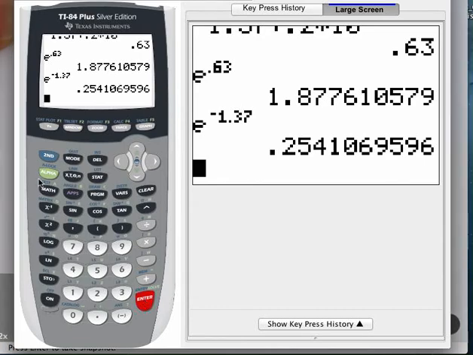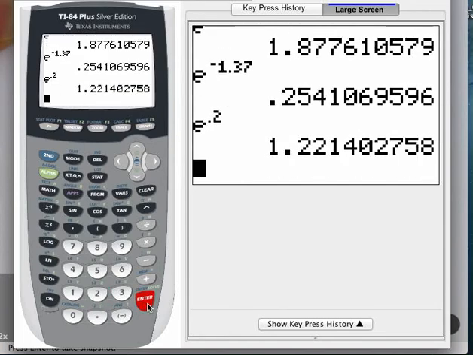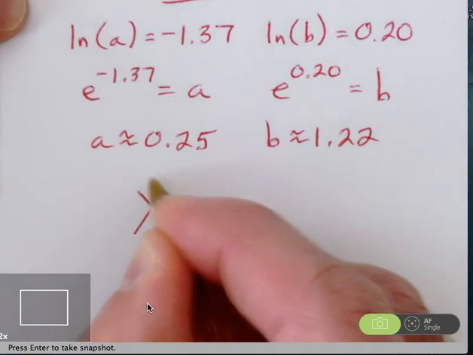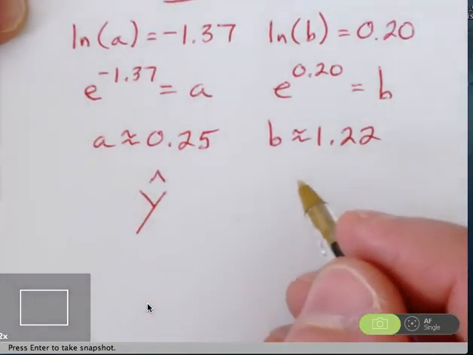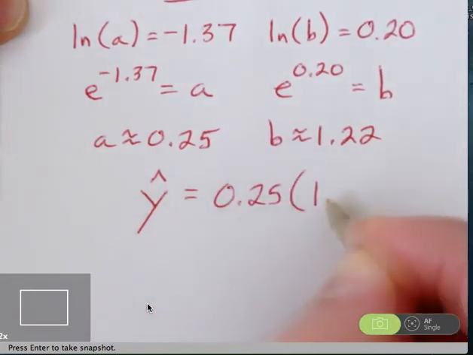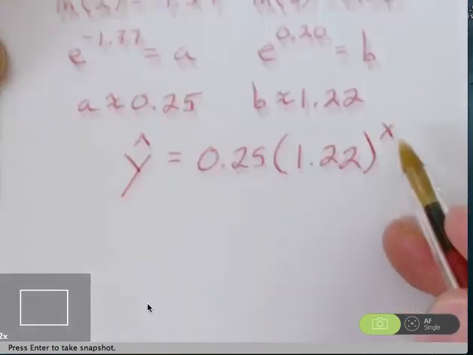And then for B, I have e to the power 0.20. So I'll take e to the power 0.2. That comes out to be approximately 1.22. So again, there isn't any reason that you have to do this, but if you wanted to rewrite that linear model as an exponential model, here it is. My predicted mean colony size, my predicted response value, my y hat, is equal to 0.25 times the base, 1.22, to the power x, where the explanatory variable is time.